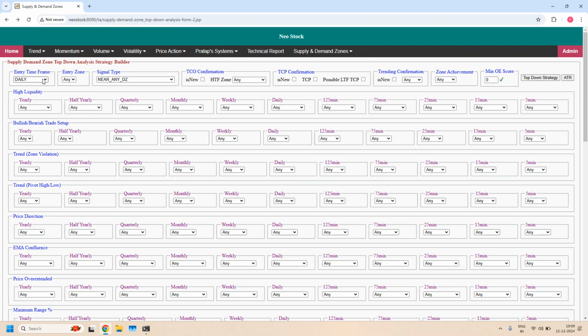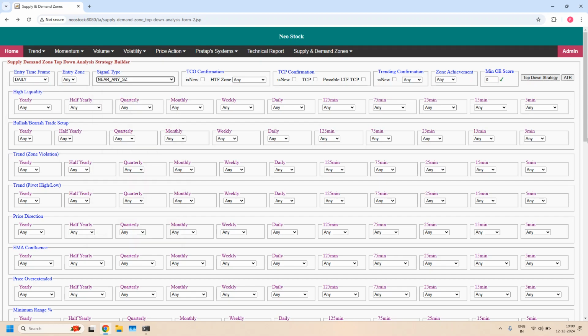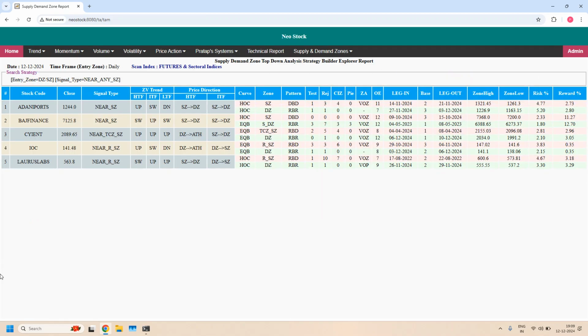Okay, next entry time frame daily. Let us find the stocks near daily supply zone. 5 stocks are filtered. Let us identify high liquidity zones. IOC is having a high liquidity zone. Laurus Labs is also having a high liquidity zone. So total 2 stocks filtered from this list. We have 2 high liquidity daily supply zones.